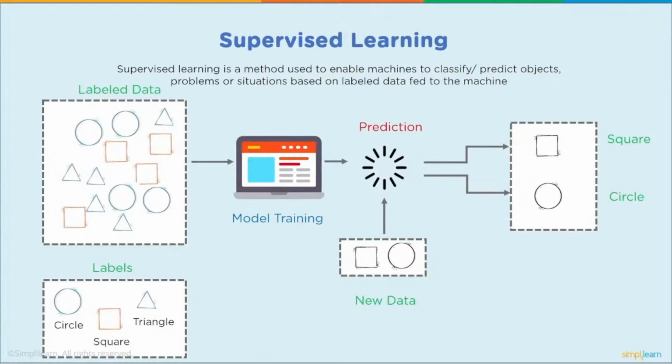Very important, when you're doing supervised learning, you already know the answer to a lot of your information coming in. So you have a huge group of data coming in, and then you have new data coming in. So we've trained our model. The model now knows the difference between a circle, a square, a triangle. And now that we've trained it, we can send in, in this case, a square and a circle, and it predicts that the top one's a square and the next one's a circle.